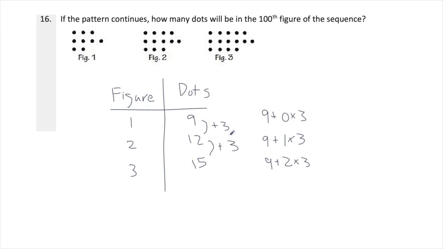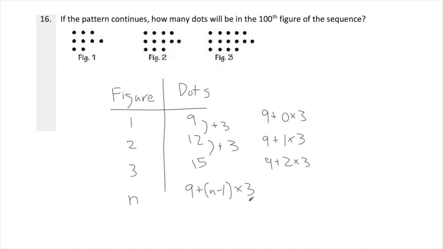3 twice. So that means for figure n, the number of dots is equal to 9 plus n minus 1 times 3, because as you can see in figure 3, we add n minus 1, which is 2, times 3. For figure 2, we add n minus 1, so we do 2 minus 1 and we get 1 times 3.